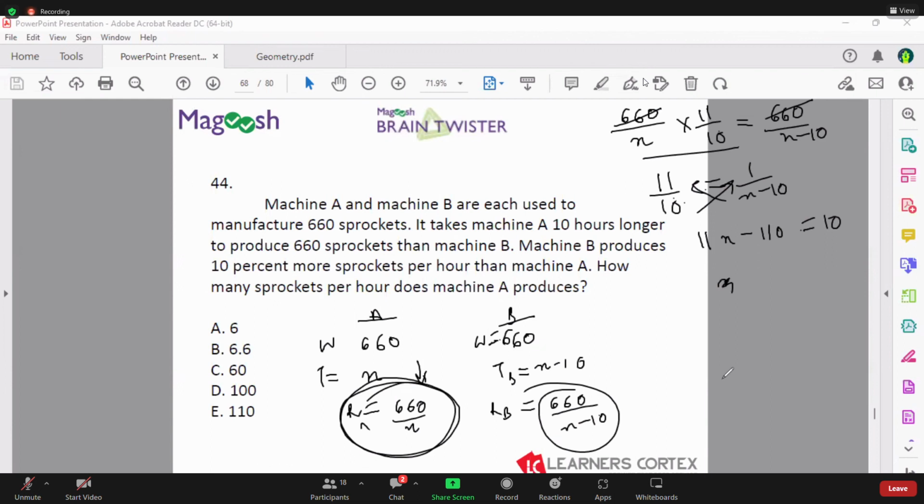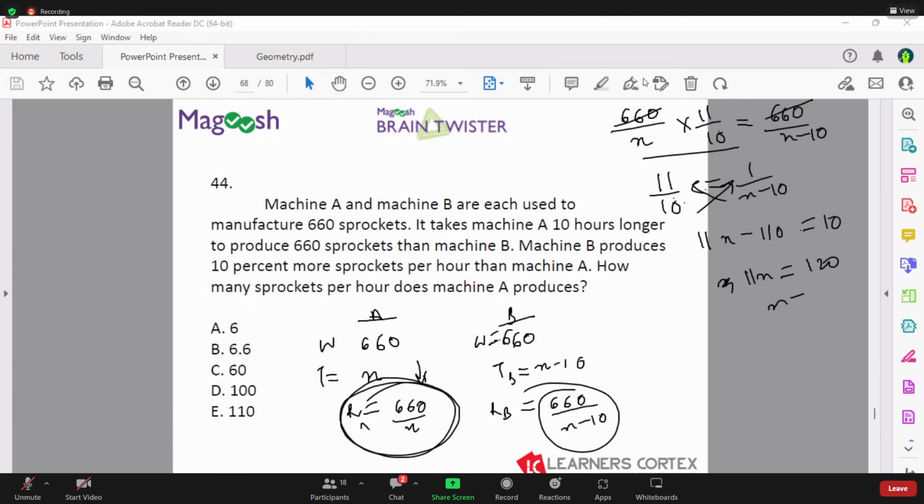Wait a second. 11x equals 120, or x equals, no, I think there has been a problem. This is the rate. Machine B produces 10% more rockets per hour than machine A. 10% more. Takes 10 hours longer, taking 10 hours less.